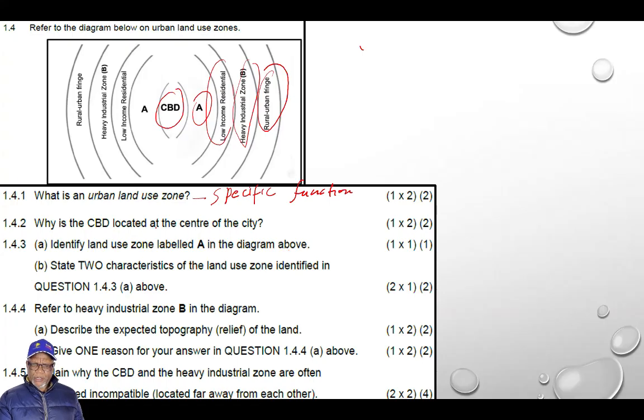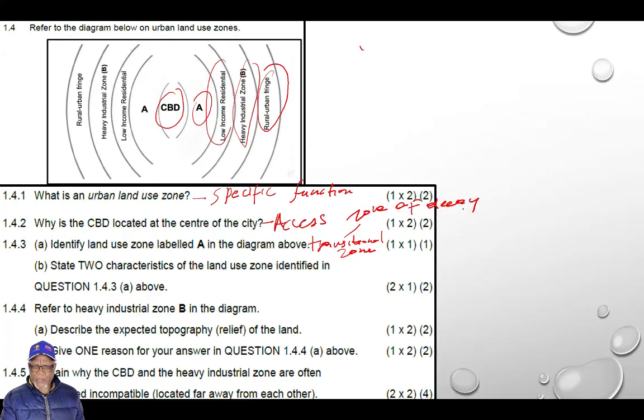Why is the CBD located at the center of the city? For easy access. It is located there for easy access. Identify land use zone label A in the diagram. So this land use zone A is a zone of decay. It's a transitional zone, or a zone of decay.